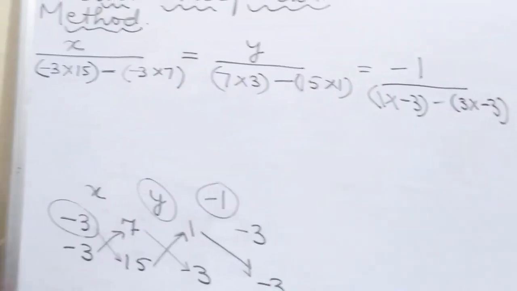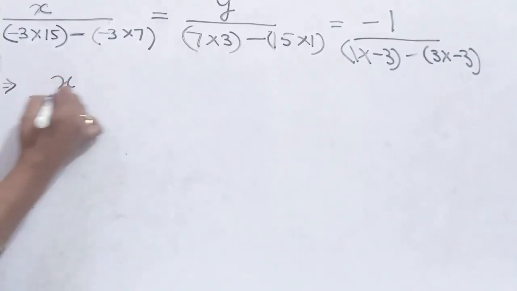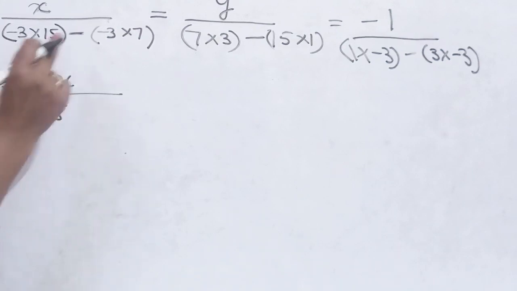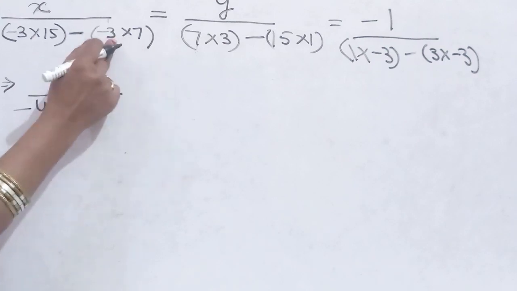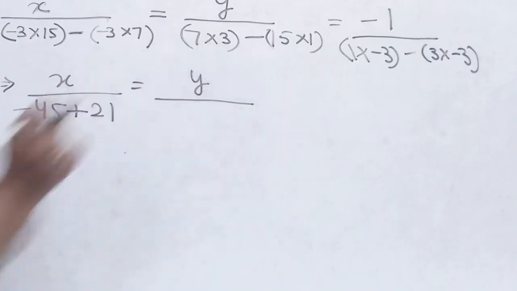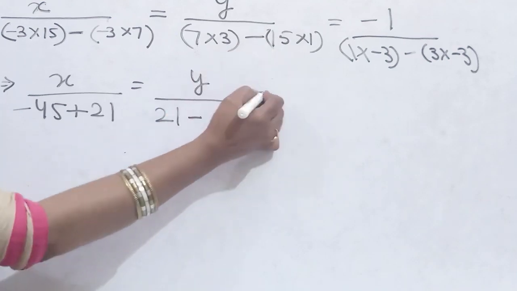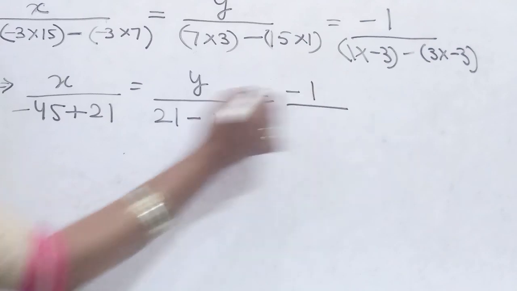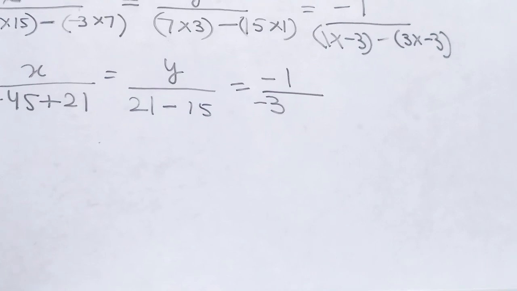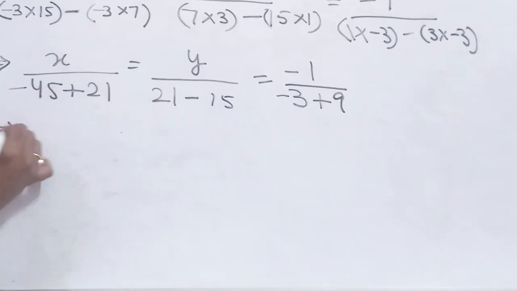Now we have to solve these. So I'm going to rub this. This implies x upon, 15 threes are 45, it's minus 45. Minus minus plus, 7 threes are 21. y upon 21 minus 15, 15 ones are 15. And the last one is minus 1 upon 1 into minus 3, minus 3. And minus minus is plus, and 3 threes are 9. Now we will solve it further.